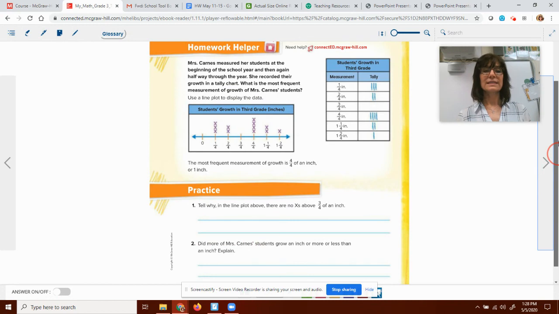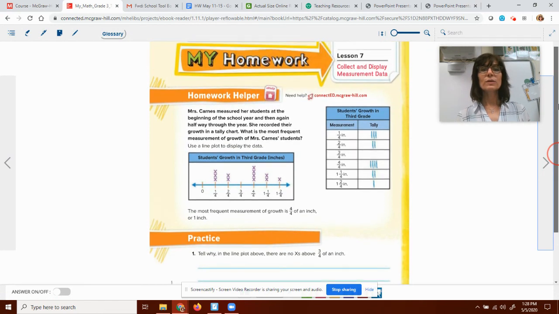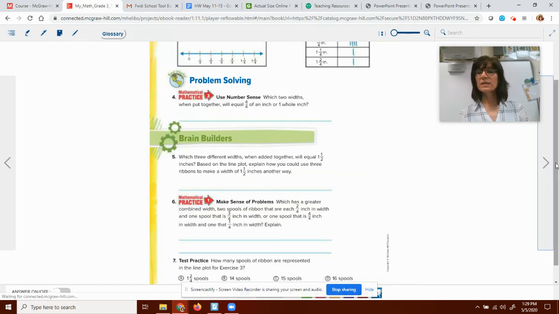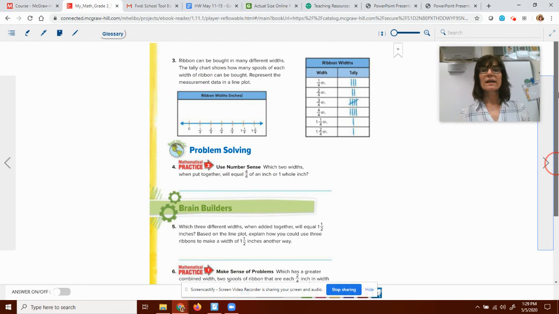Homework today is this. Tell why in the line plot above there are no x's above 3/4 of an inch. So tell me why. Answer the questions, and it looks like they're pretty straightforward. I'm good here. You're creating a line plot, answering the questions. This is all review. You've got this. You're going to do great.